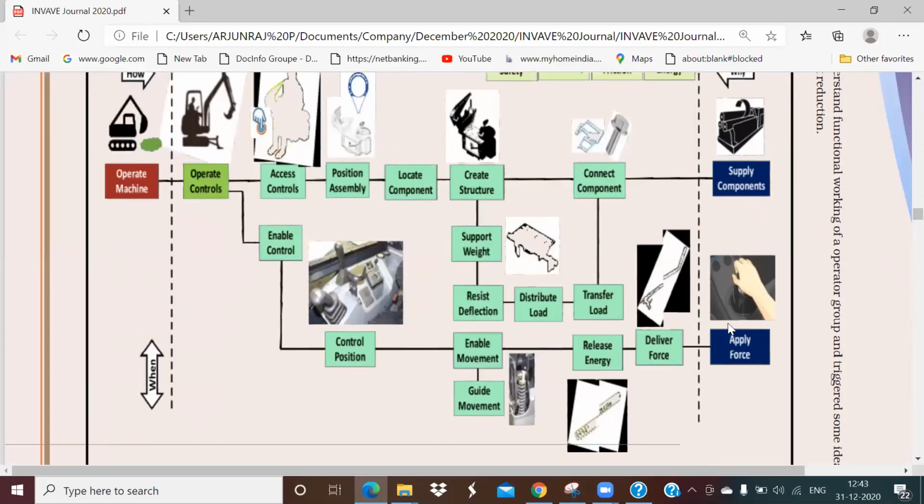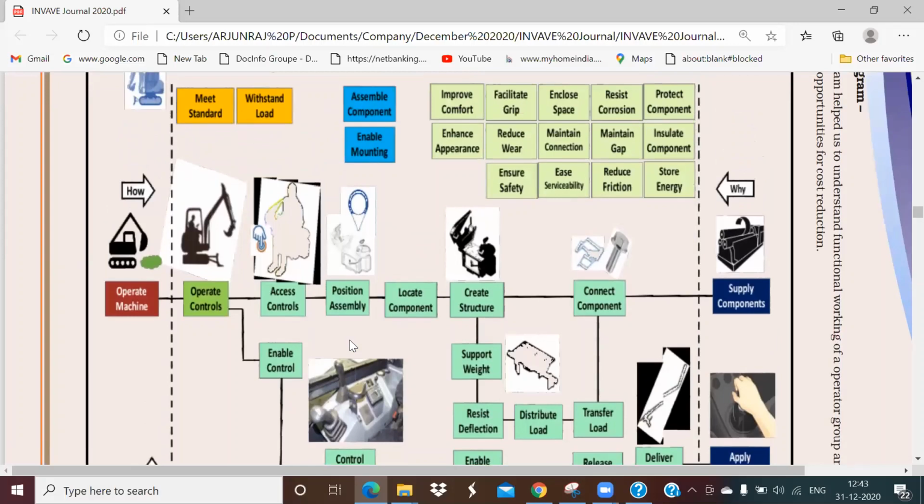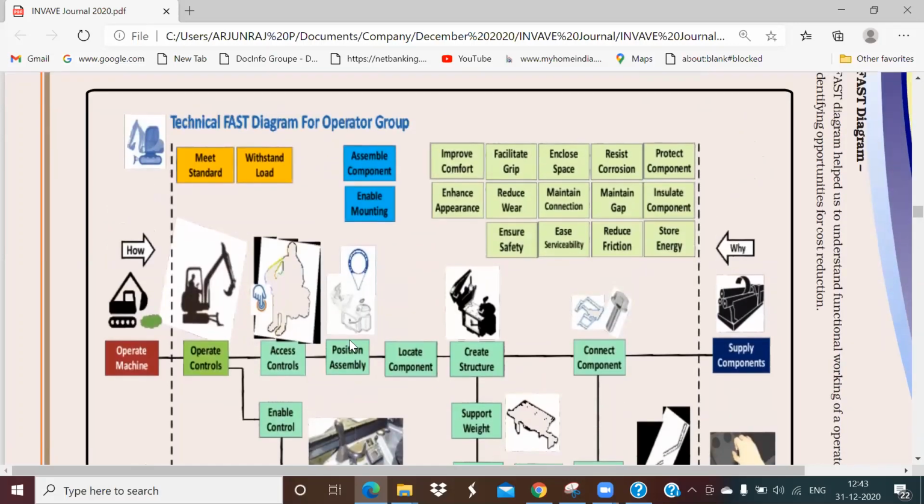Here you see the person is applying force by changing the knob and delivering force, releasing energy, enabling movement, and guiding the movement, controlling the position. You can see this very slowly. I'm running fast, but you can see it very slowly on the internet. Go to the Indian Value Engineering Society website, and go to the InWave link. It will not be available after 3 minutes.